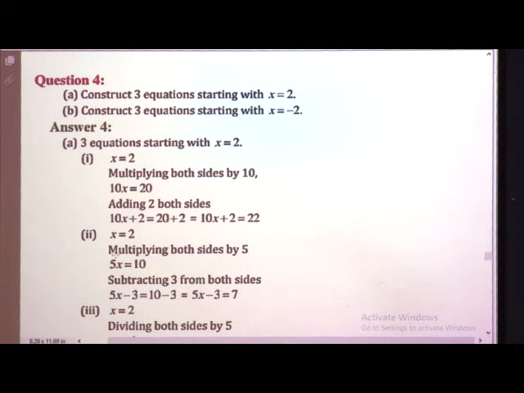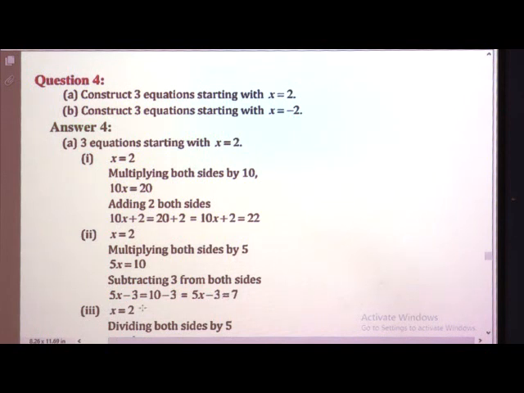Another equation: x is equal to 2, here instead of multiplying by 10 we can write multiplying both sides by 5. So 5x is equal to 10, because 5 twos are 10. Now subtract 3 from both sides. You can write any number, it is not necessary to use the 3 I have given. You can multiply by your own number. So here 5x minus 3 is equal to 10 minus 3, which is 7.